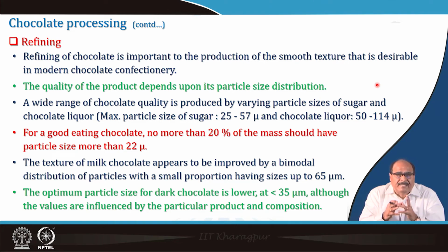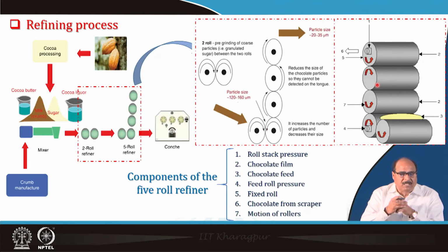So, for a good eating chocolate, no more than 20% of the mass should have a particle size of more than 22 micron. The texture of milk chocolate appears to be improved by a bimodal distribution of particles, with a small proportion having sizes up to 65 micron. The optimum particle size for dark chocolate is lower, at less than 35 micron, although the values are influenced by the particular product and composition. This is the refining process.